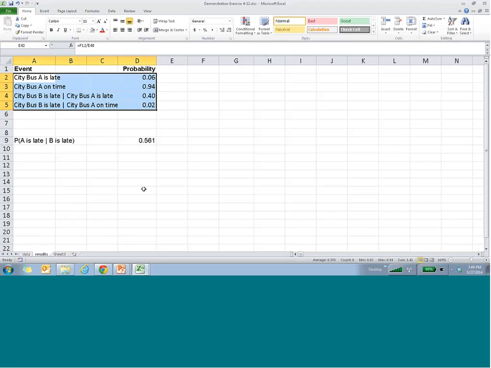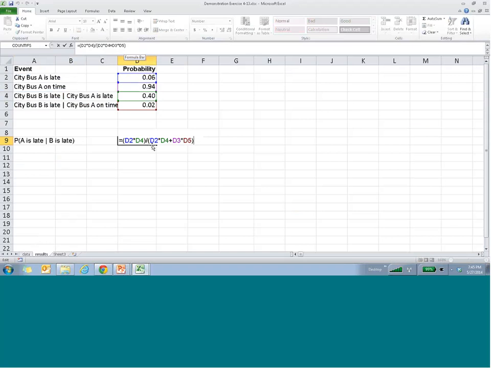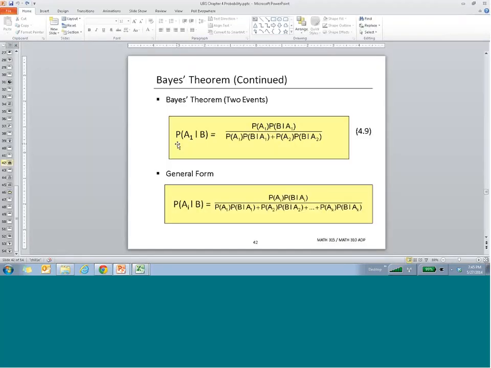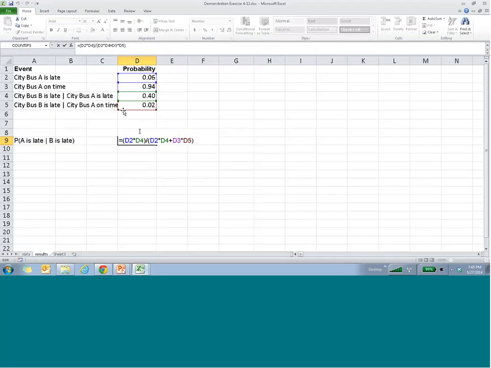And we'll go back over here, and I've got the exact same information. I'm modeling the exact same thing, but I solved this in a much simpler method. Now, obviously, I had to use this big, ugly formula, but the formula is given. There's the formula: what's the probability of A1 happening times the probability of B given A1, divided by blah, blah, blah. So let's look at it here. Here's the probability D2, the probability that bus A is late, times the probability of D4, which is B being late while city bus A is also late.